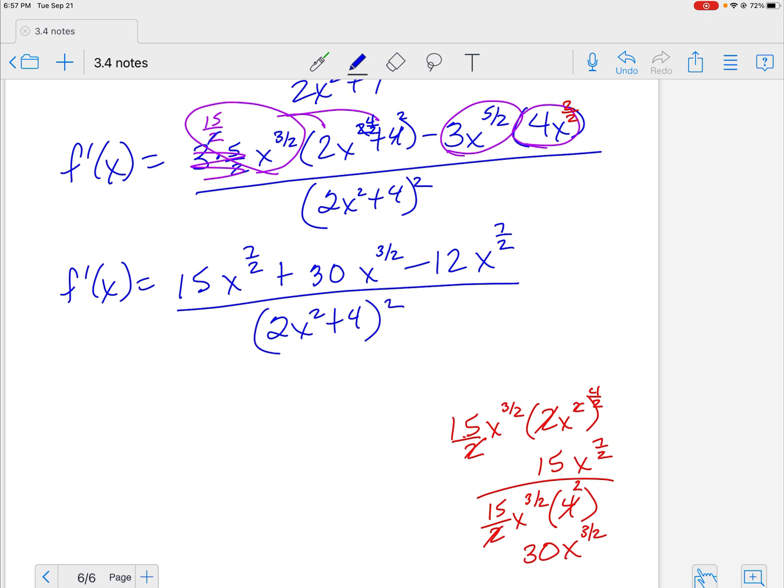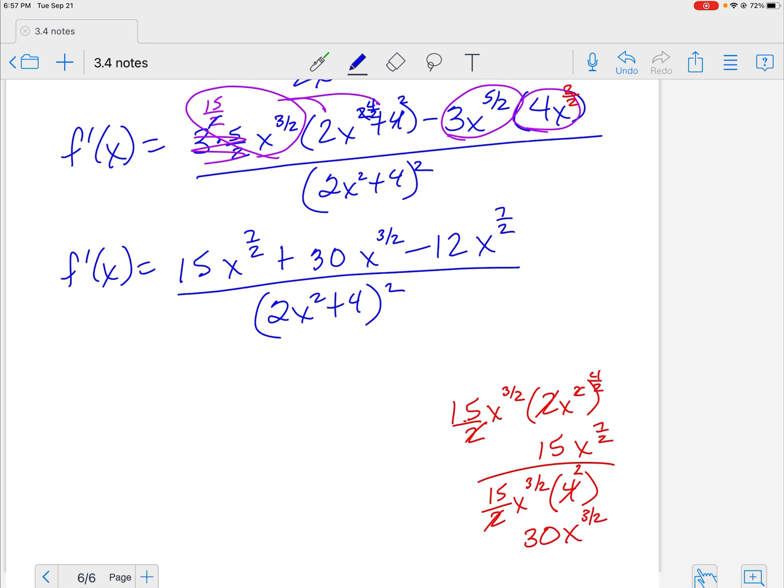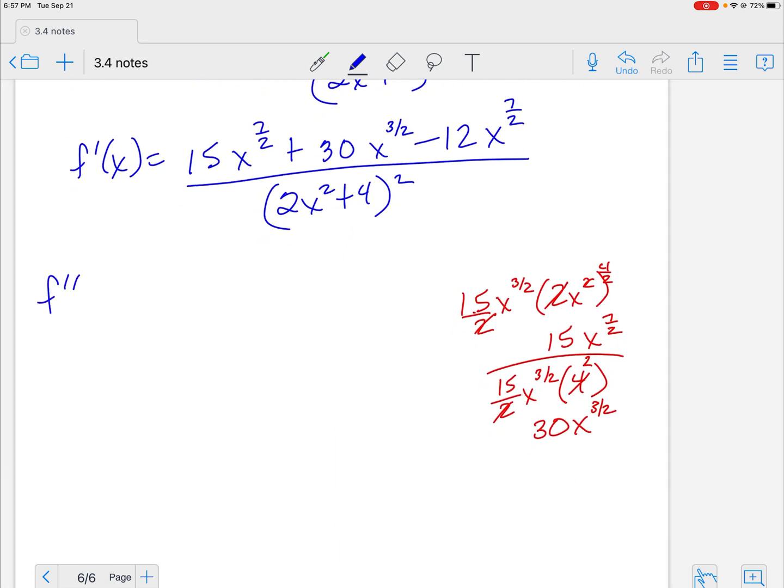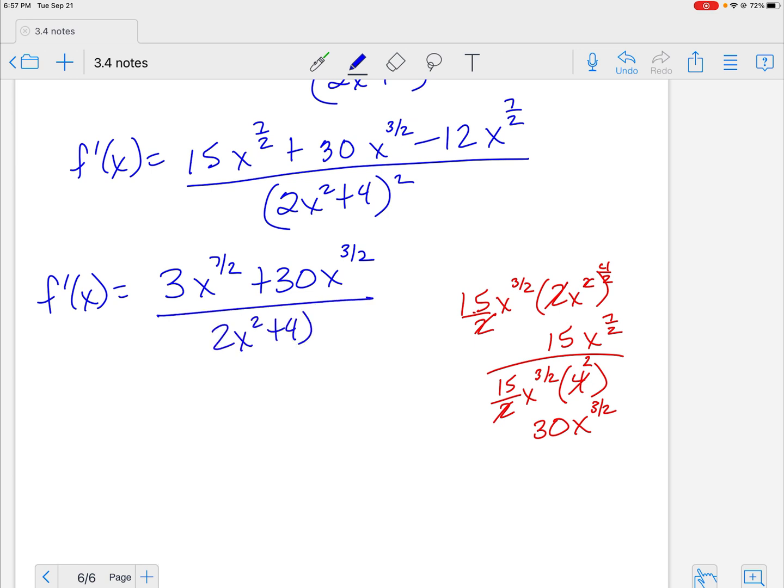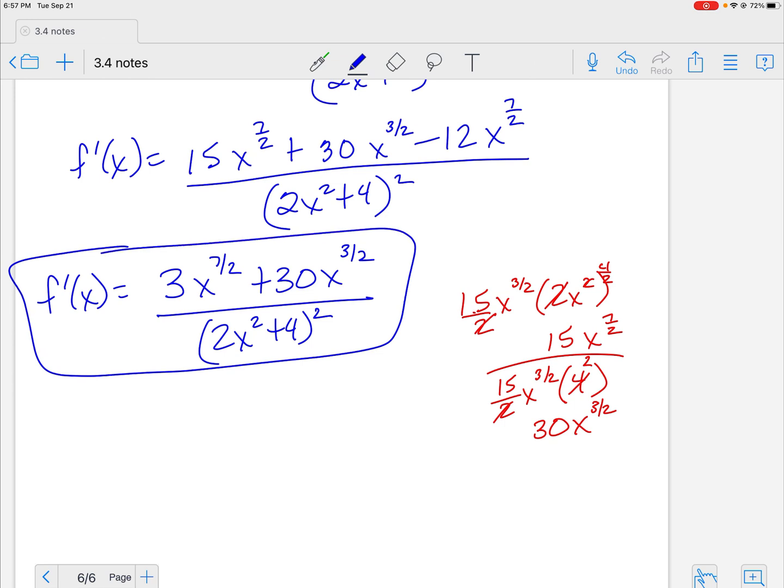Okay. Now I've got some common terms here, folks. So f prime of x is now going to be (3x^(7/2) + 30x^(3/2)) all over (2x² + 4)². Now you can factor out that numerator, but it's obvious that the top and the bottom, there's nothing you can do to cancel out. So you are welcome to keep it here.